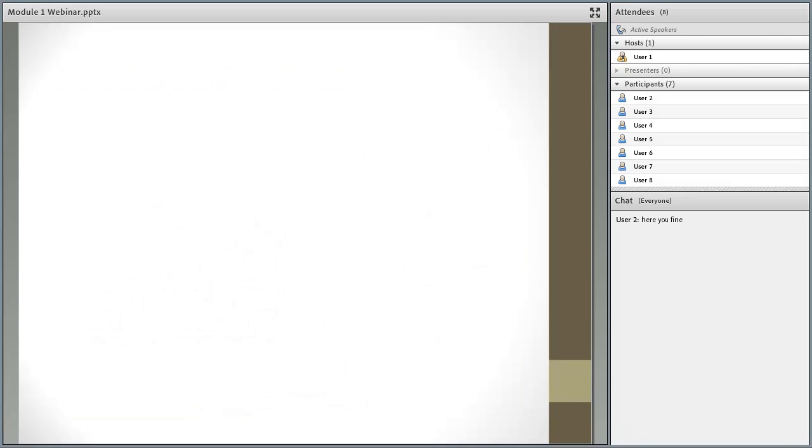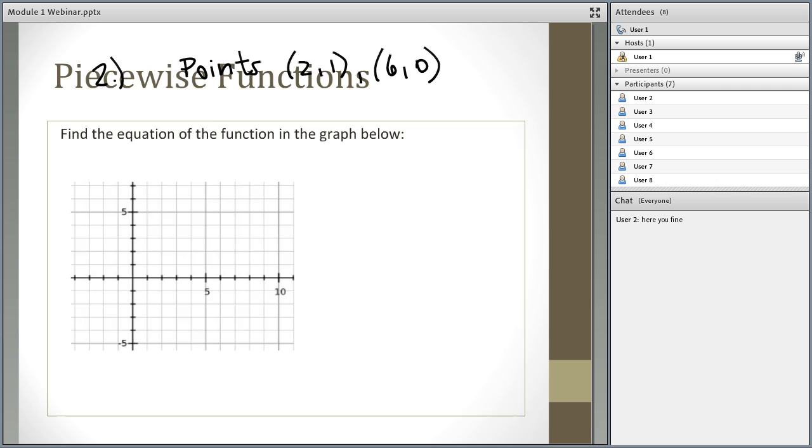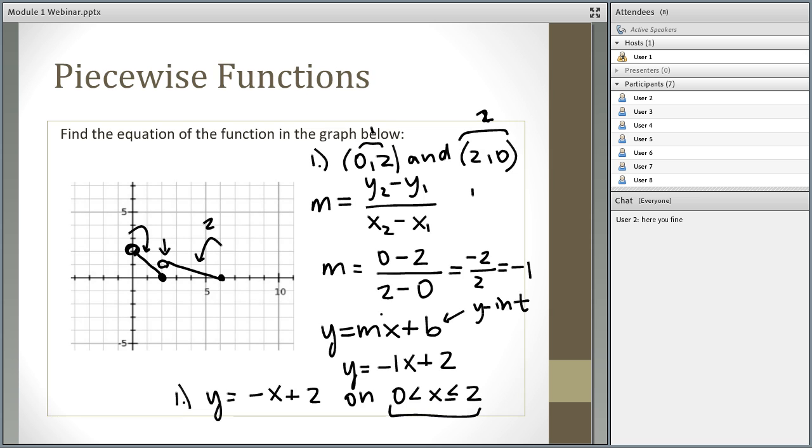So let me go to the next page. So I'm just labeling this as the second part of our piecewise function. So our points that we have are the points 2, 1 and 6, 0. And just to go back to the graph, there's the point 2, 1, and here's the point 6, 0. So I just picked 2 points on that line. And you don't have to pick those 2, it's just those 2 are the easiest to work with.